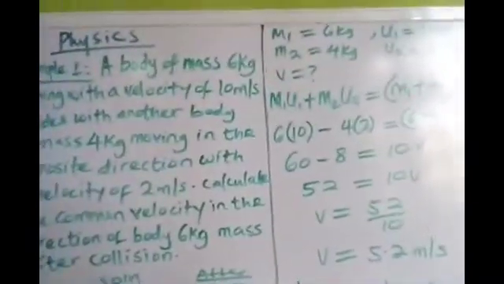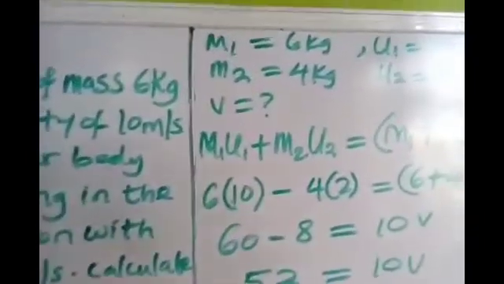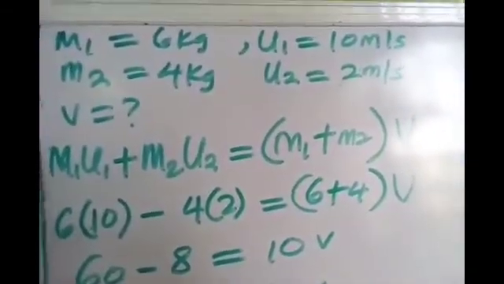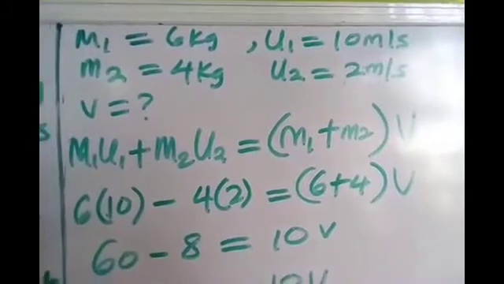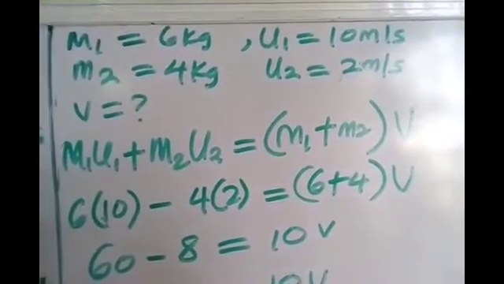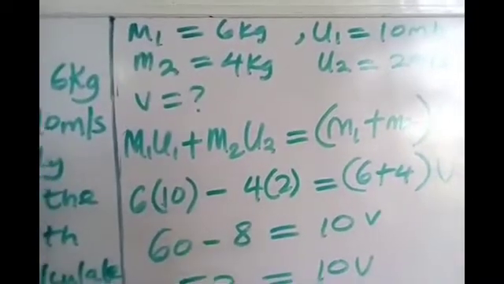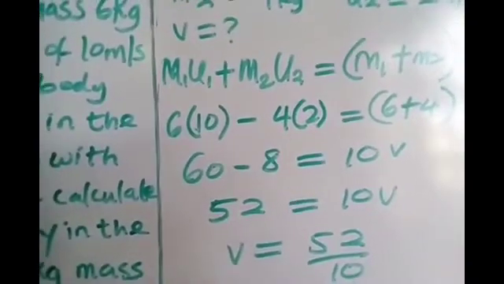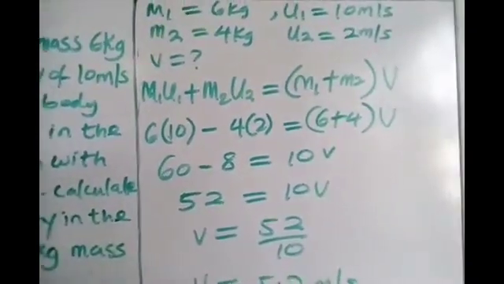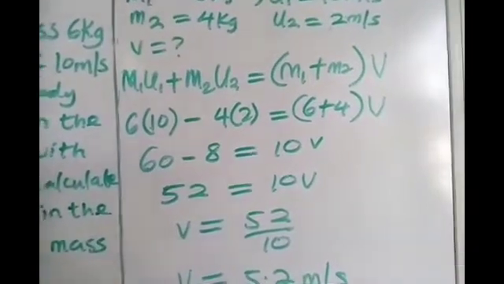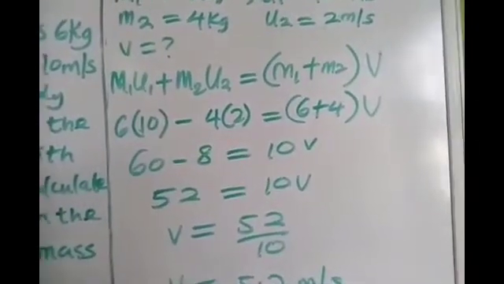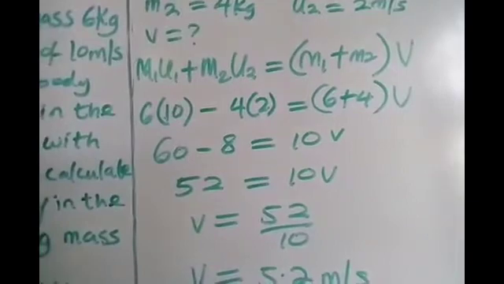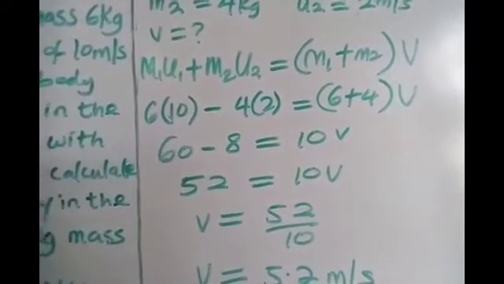Now our m1 equals 6 kg, our u1 equals 10 meters per second, our m2 equals 4 kg, our u2 equals 2 meters per second. Then our v, which is the final velocity, is the unknown. Now the formula to use is m1 u1 plus m2 u2 equals (m1 plus m2) v. From there, we input the given parameters. m1 is 6, u1 is 10.